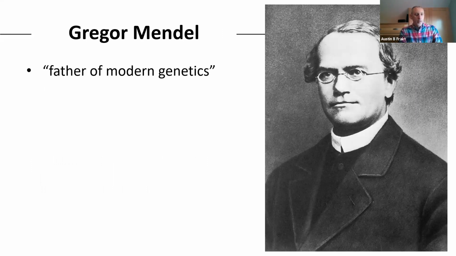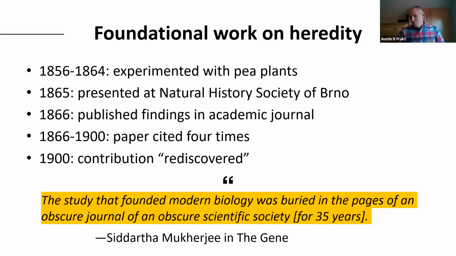And I want to start with a story about Gregor Mendel. This is someone that many of you remember from high school or maybe college biology. He's known as the father of modern genetics. He's the one who experimented with pea plants in the 1850s and 60s and discovered how heredity works, at least with pea plants, by looking at characteristics of plants as he interbred one with another.